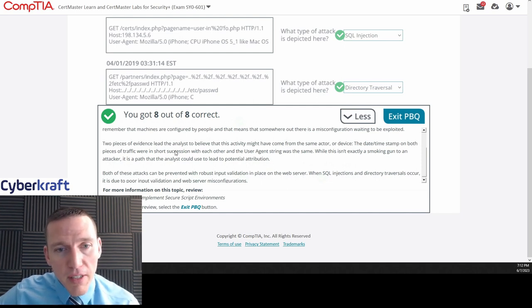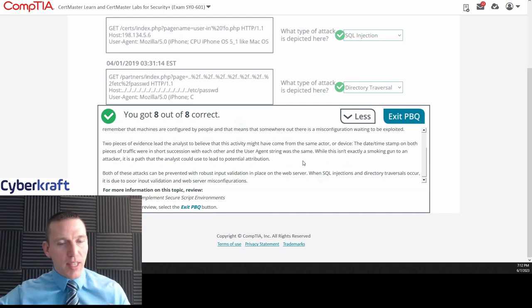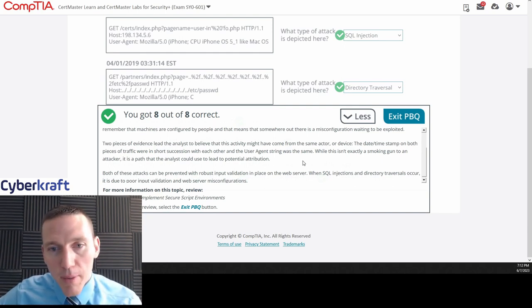All right, two pieces of evidence lead the analyst to believe that this activity might have come from the same actor or device. The date timestamp on both pieces of traffic were in short succession, and the user agent string was the same. So they're using that type of logic, though I could argue it the other way too, but I could see where they're coming from. Well, this isn't exactly a smoking gun to an attacker. It's a path that analysts could use to lead to potential attribution.